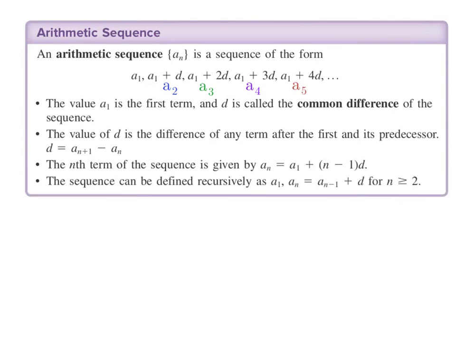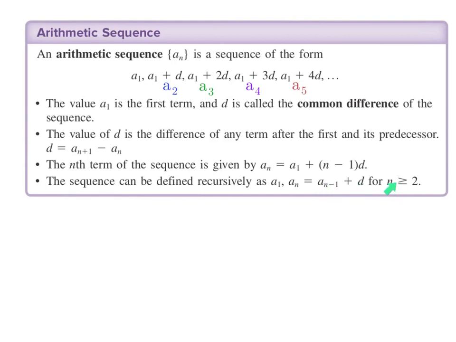And then if we looked at a recursive formula, where we're using the previous number to get the next number, what that would look like is: if I'm looking for the nth term, I take the n minus 1th term and I add D to it. So in other words, if I was looking for the 8th term, I would have to take the 7th term and add d to it.